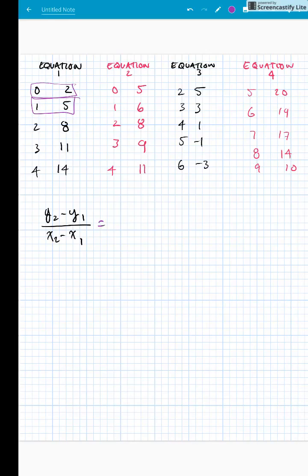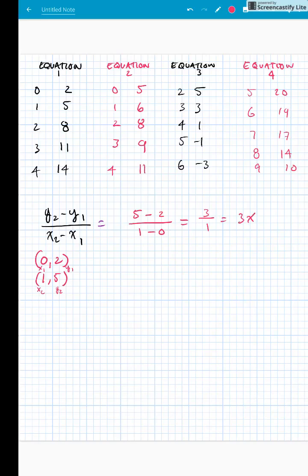Let's name this, let's erase this. So our first point is 0, 2. Second point is 1, 5. So this here is our y2, y1, x2, x1. Let's plug them in. 5 minus 2 over 1 minus 0. 5 minus 2 is 3 over 1. That's 3. So our slope would be 3x.